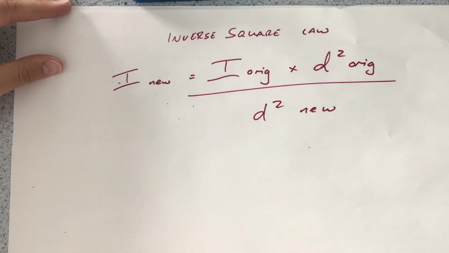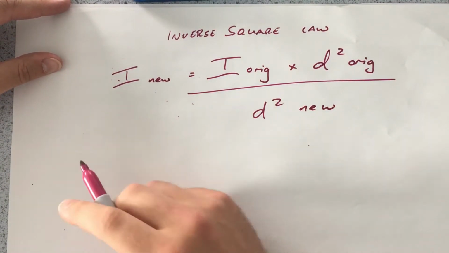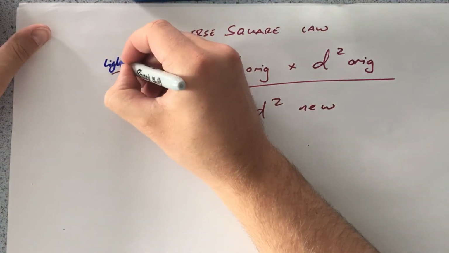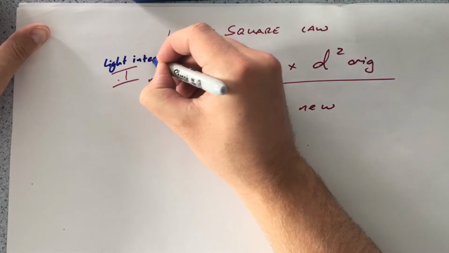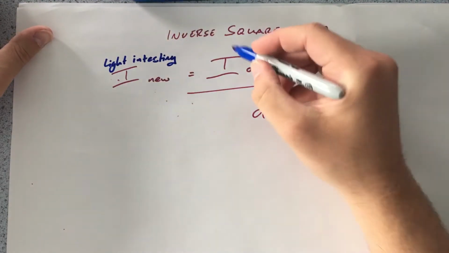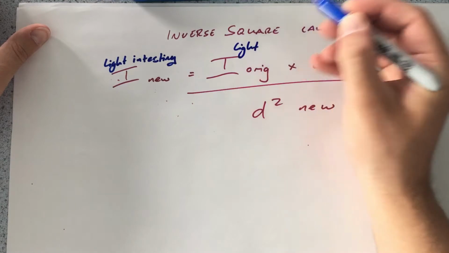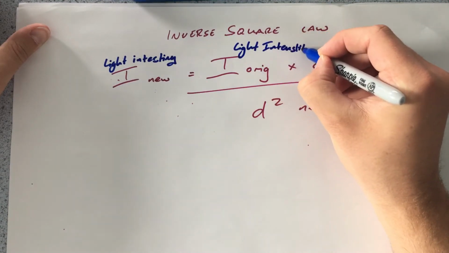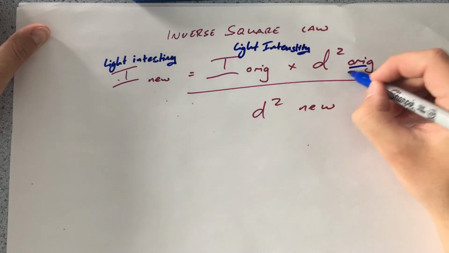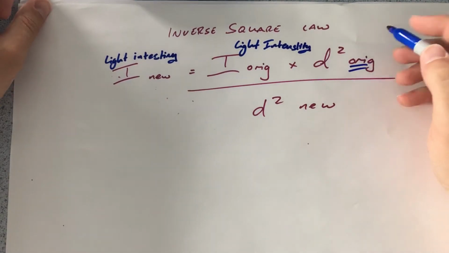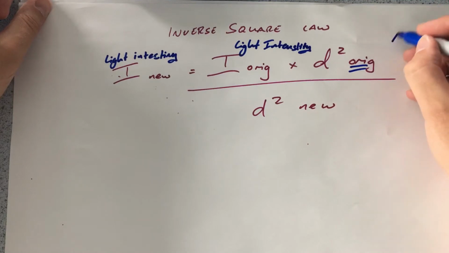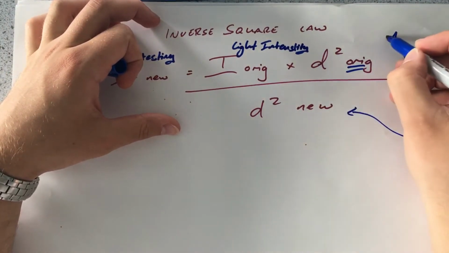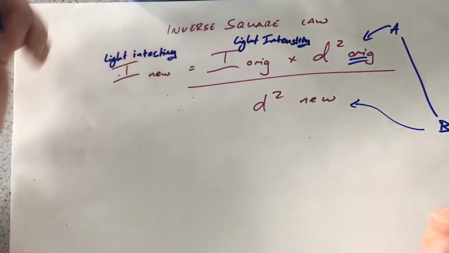If I wanted to make that a little bit simpler, I would talk about the light intensity. Light intensity can be calculated by looking at the original light intensity, which is normally measured in lux, multiplied by the distance away from the light source that we were originally. So that could be the first place that we were, let's call it area A. And then if we moved it to area B, that would be the distance new. So the distance squared new. What does this actually mean?